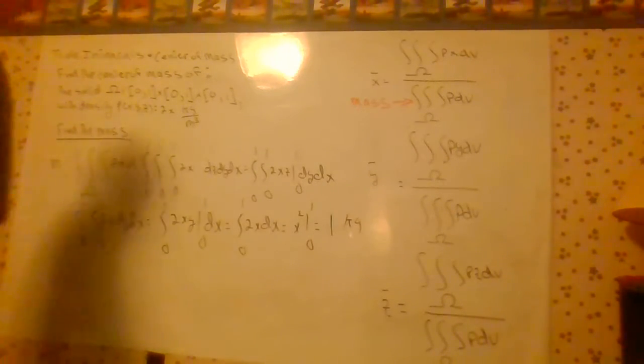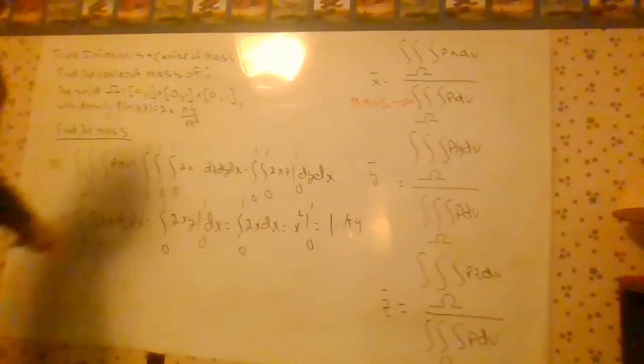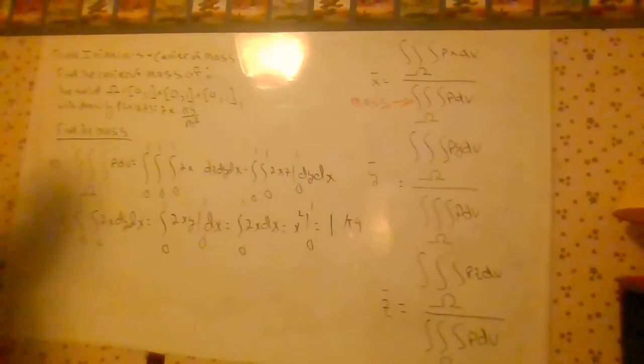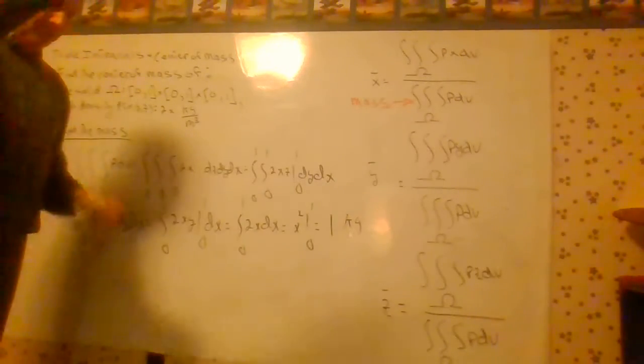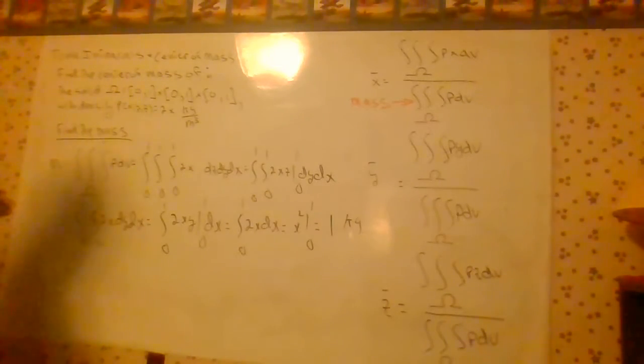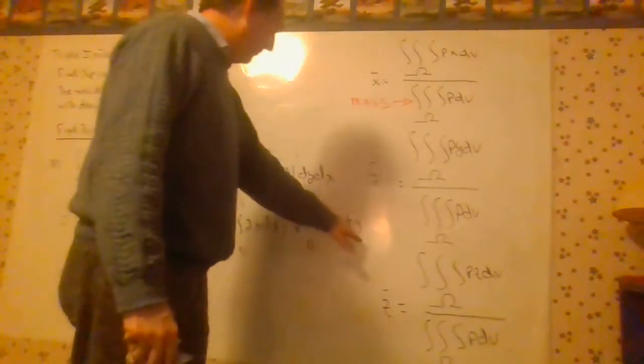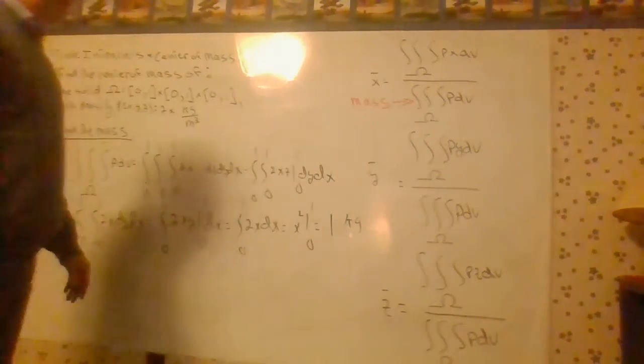So this is meters. That's a pretty big object, 1 meter by 1 meter by 1 meter, and it has a mass of 1 kilogram. It's not very dense.